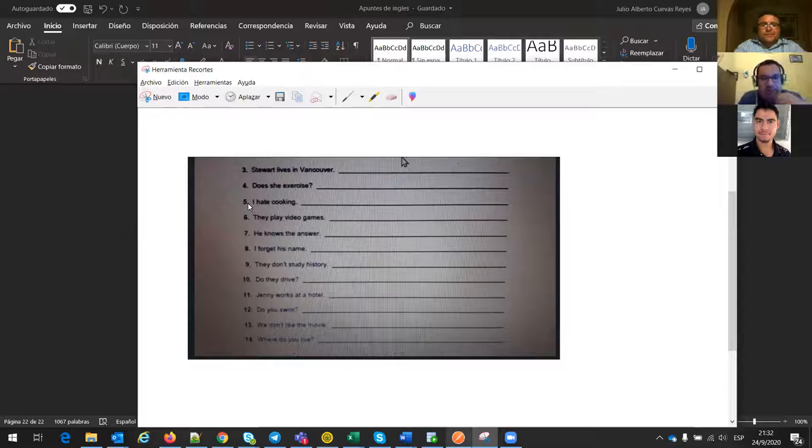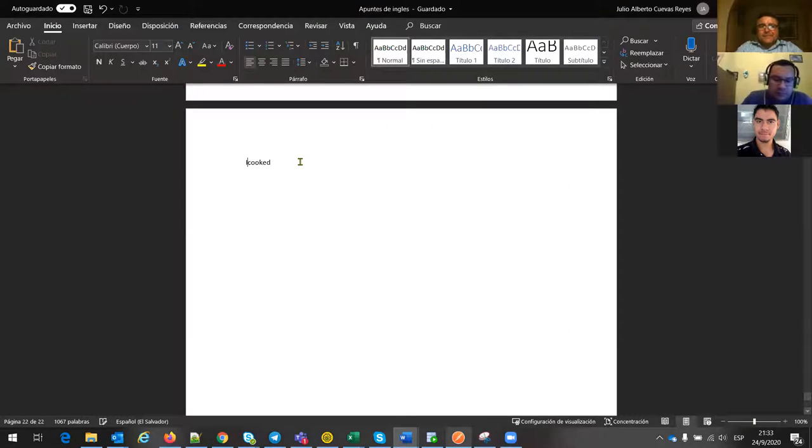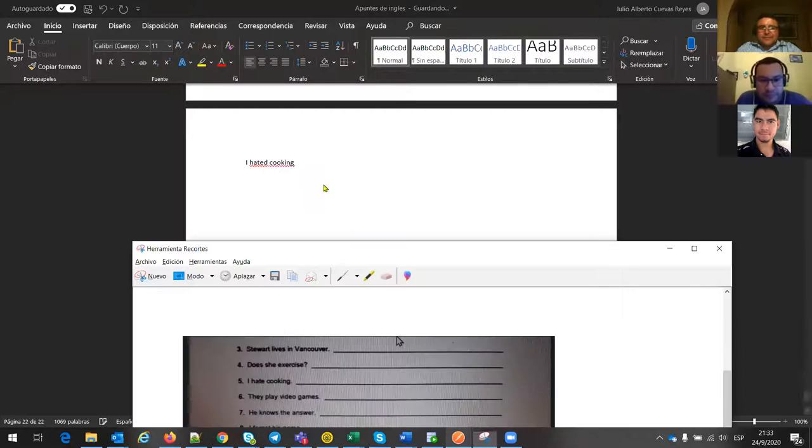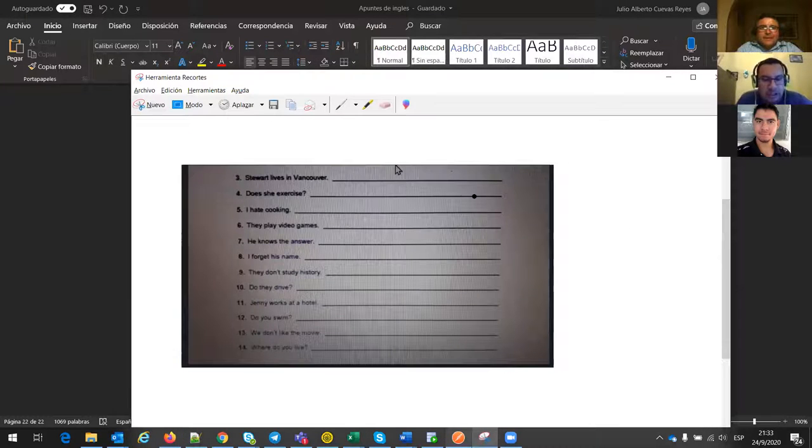Number five. We were discussing if we have to use the verb cooking, as in I hate to cook, or just I hate cooking with the ING form. Good question. There are some verbs that you can use in the two options. So you can say I hate to cook or you can say I hate cooking. So when you transfer that information to the simple past, you should say, I hated cooking. Ah, the verb hate. Yeah, the verb hate gets conjugated to the simple past. So I hated cooking. Good. Thank you. All right.